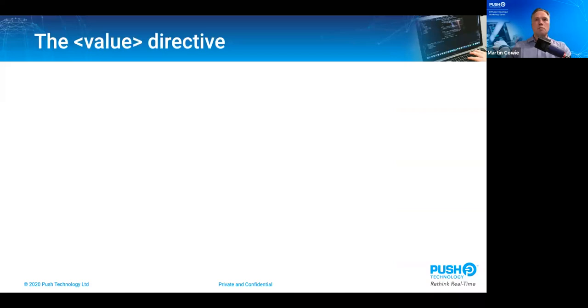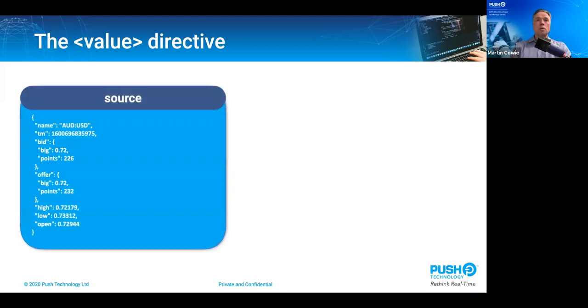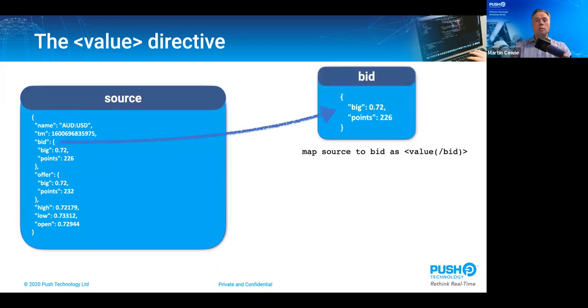Okay, the prior feature, the expand directive, explodes a source topic into many reference topics. This directive, the value directive, can extract a single piece of content from within a JSON topic. So given this source topic, a topic view can extract the bid property into its own topic. There's the spec, there's the result. And likewise with the offer property.